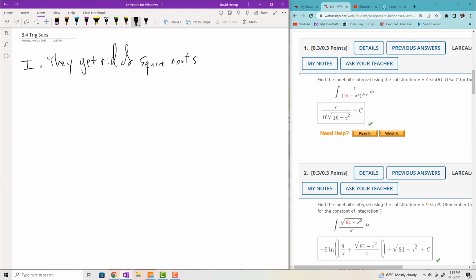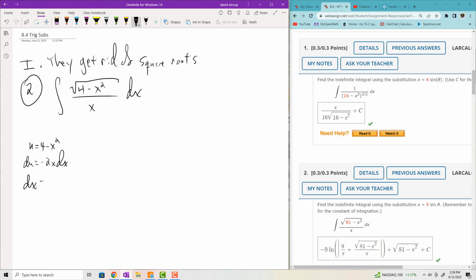But anyways, let's take a look under the hood, right? So I'll start with problem number 2 there in WebEx, or something similar to number 2, my version. We have this problem, square root of 4 minus x squared all over x dx. In the real world, you would just be given this integral at random, and you would probably want to do u equals 4 minus x squared, and then du is negative 2x dx, and then dx is negative du over 2x, that kind of idea.